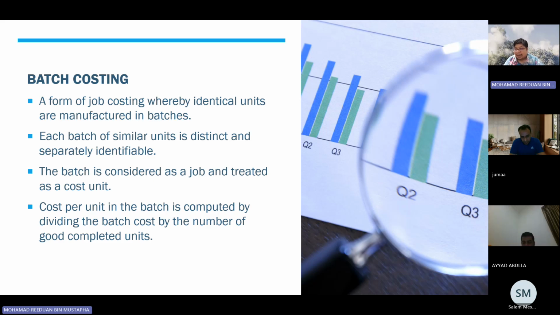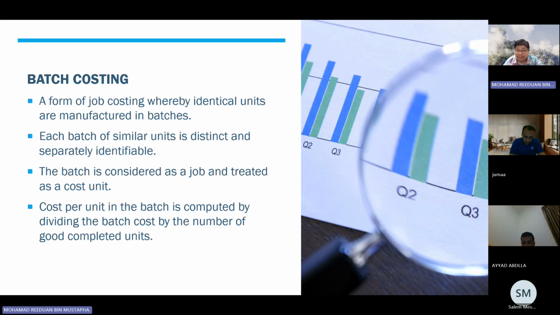That's why, like printing, say you want to buy one box, you can put a minimum order in one batch. If you want to get the best price, you can order like 100 pieces or two boxes. Because it can be processed in one batch, the price is almost the same as producing one box. So it is a form of job costing whereby identical units are manufactured in batches.